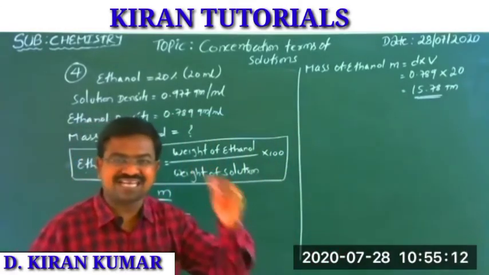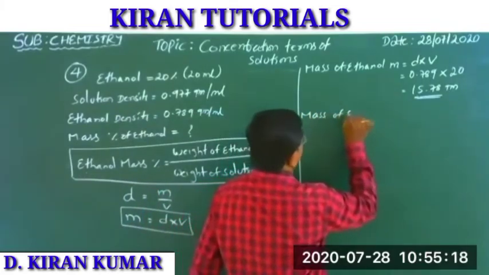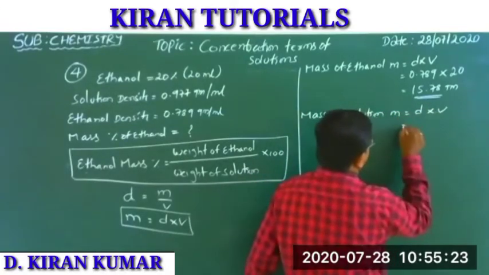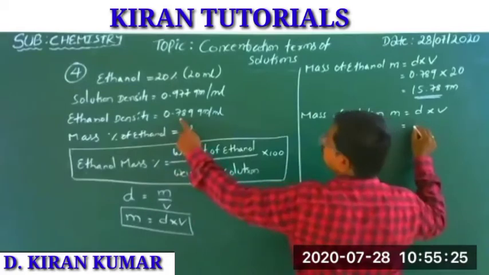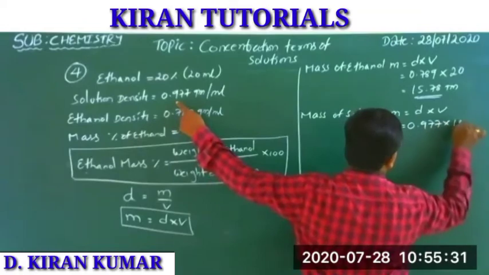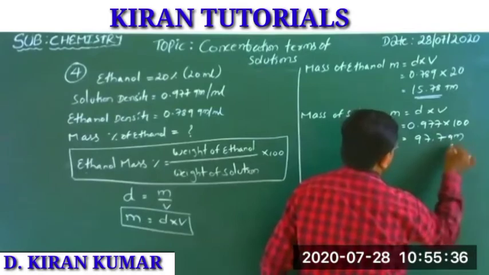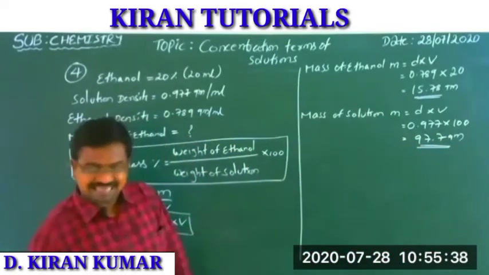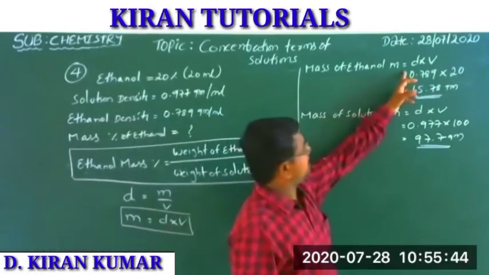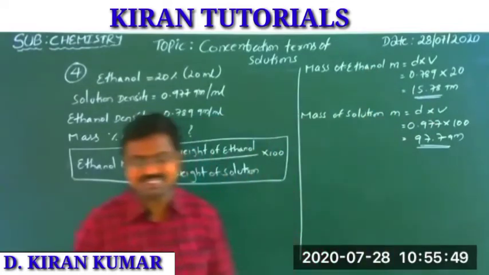Then we have to find out mass of solution. Mass of solution: M is equal to density into volume. What about density? 0.977 into 100. So what is the answer? 97.7 grams. So we have calculated from density. The density is given, and from that density by this formula, the mass of the solute and solution are calculated.